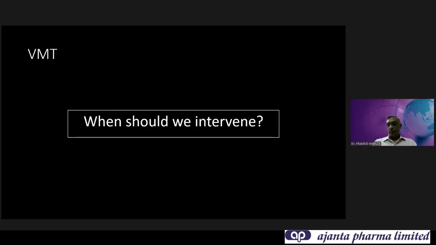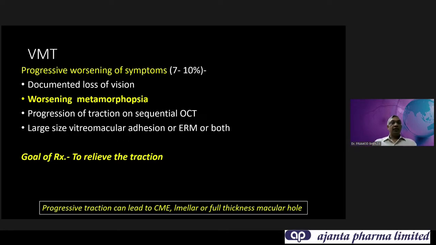But then when should we intervene? When there is a documented loss of vision, when there is worsening of metamorphopsia, when there is progression of traction on sequential OCT, or there is a large-size vitreomacular adhesion, or ERM, or both, which is unlikely to resolve on its own.